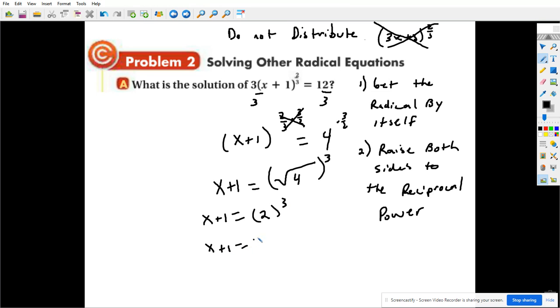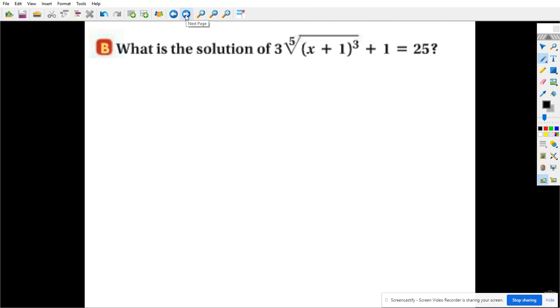So I have x plus 1 equals 8. I subtract 1, and I get x is equal to 7. So when I have a radical that's raised to an exponent, I'm going to get whatever's in parentheses by itself, and I'm going to raise both sides to the reciprocal power. And when I raise each side to the reciprocal power, I'm always going to be able to simplify the number on the right. Okay, let's take a look at another example here.